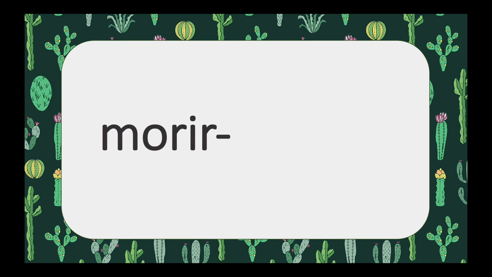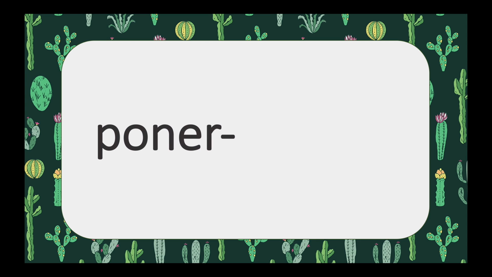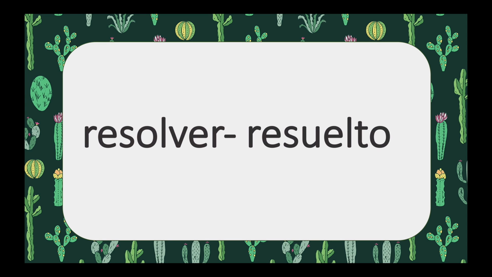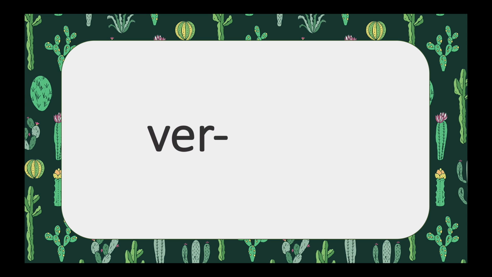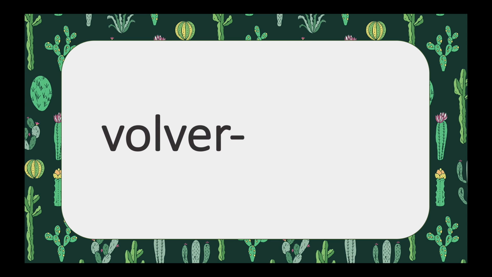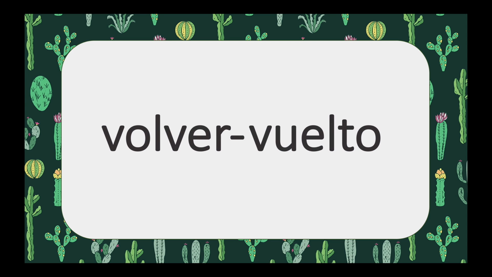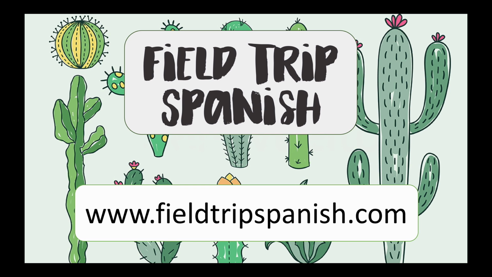Morir, to die. Muerto, died. Poner, to put. Puesto, put. Resolver, to resolve. Resuelto, resolved. Romper, to break. Roto, broken. Ver, to see. Visto, seen. Volver, to return. Vuelto, returned. So these irregulars just need to be memorized.